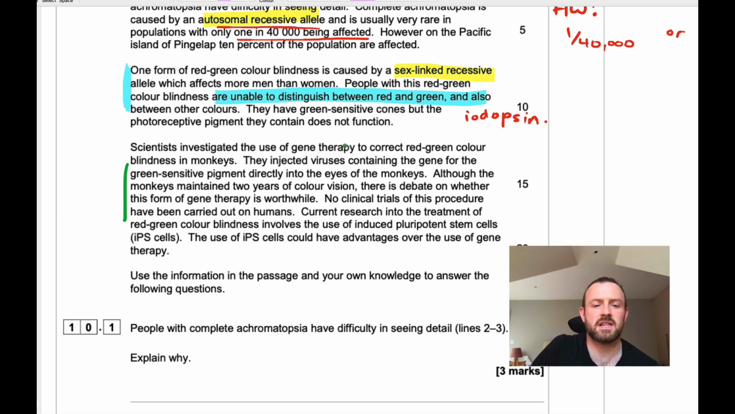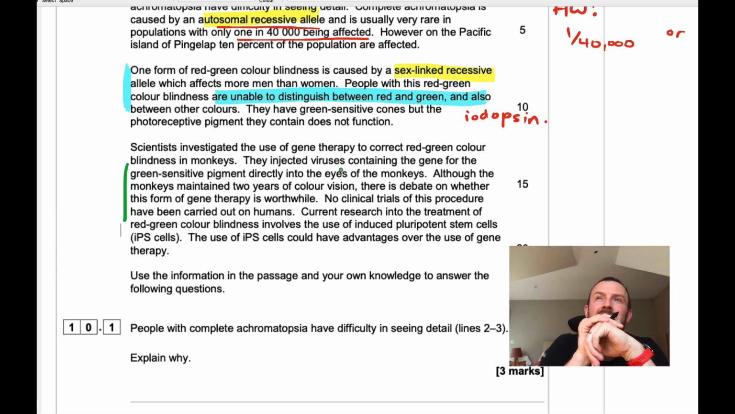Okay, so the gene therapy, the virus inserted the gene for the correct green photoreceptive pigment into the cone cells. However, those cone cells don't last forever. They are going to die and be replaced by stem cells dividing to produce new cone cells. So when those cone cells that have been transfected, that means they've received this new gene, die, the new ones that replace them don't have the gene anymore. So this is why using iPSCs could be an advantage.